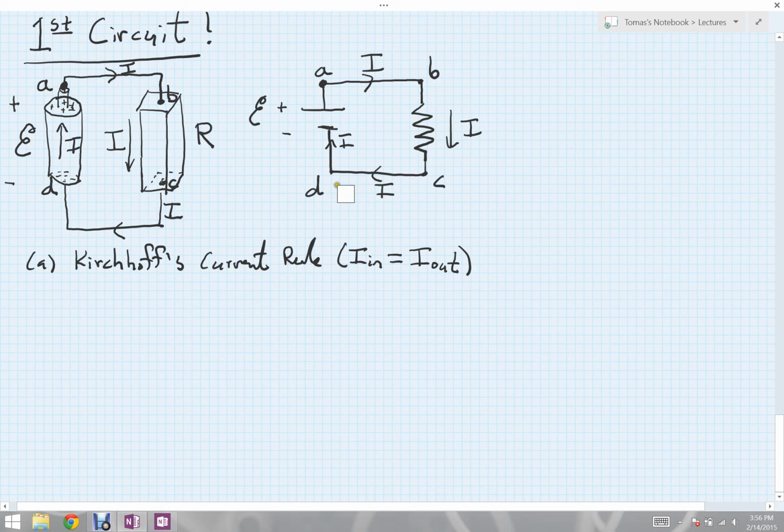It just says that the current I has to be the same all throughout as the charges pump around the circuit. Otherwise, I'd be building up charge somewhere. In more complex situations, you'll see this will tell us a lot of more valuable, not obvious information. The second Kirchhoff's rule is Kirchhoff's voltage rule. And this then is the last key we need to solve our first circuit.